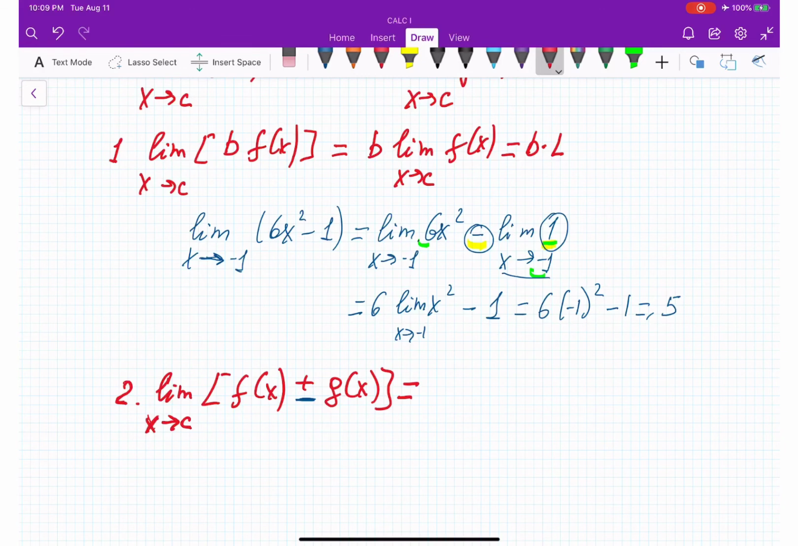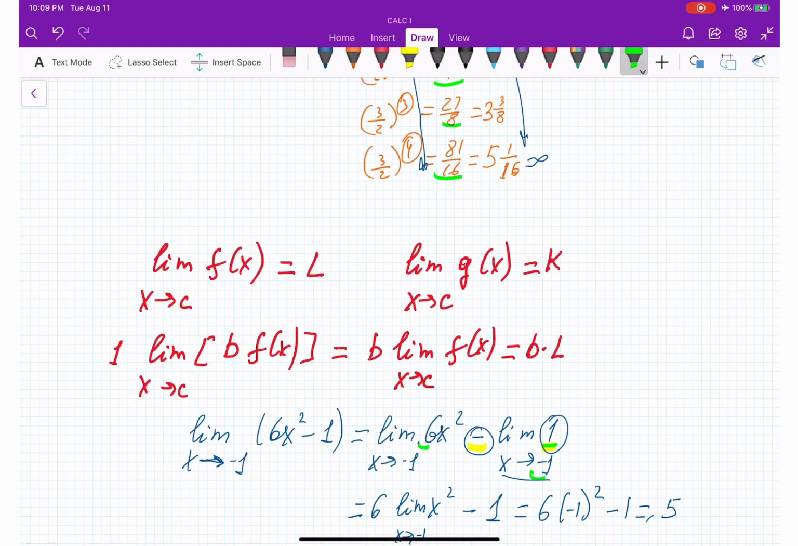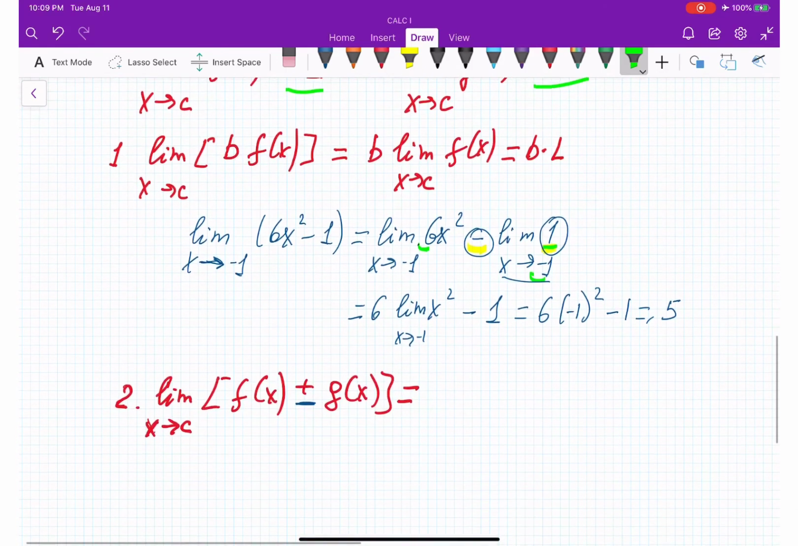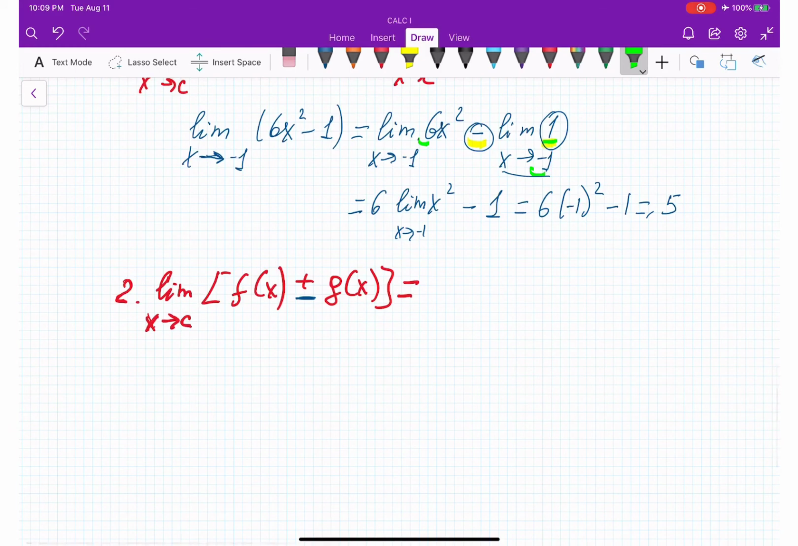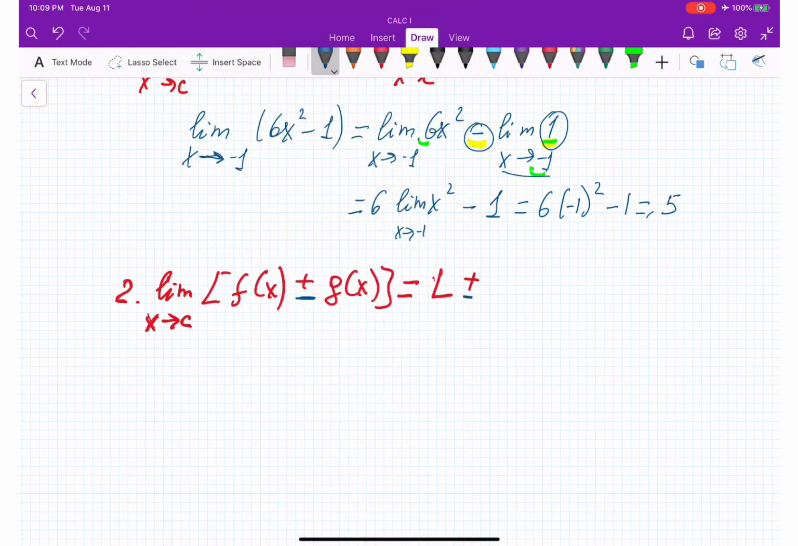The limit of f of x we have right at the beginning, that is L. The limit of g of x we have k. So we are getting L plus or minus k.